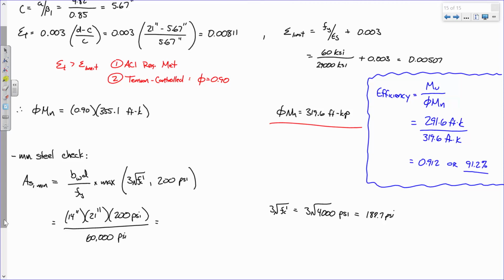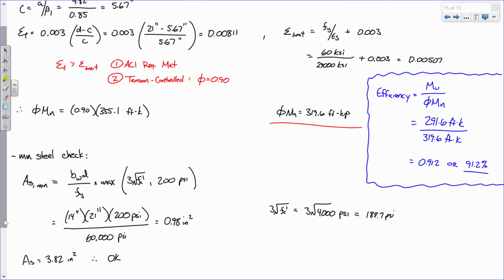They have a value for me? 0.98, and what are the units? Square inches. And what was the actual area of steel that we used? 3.82. 3.82, so what can you tell me? See. That's good.